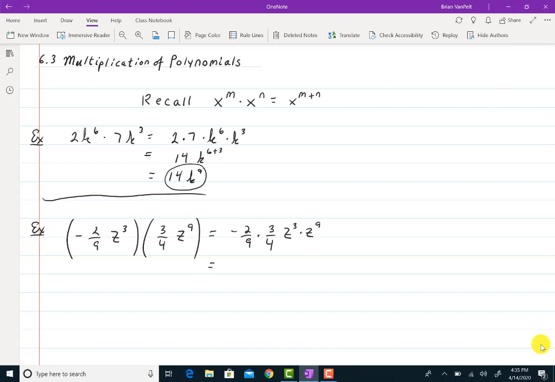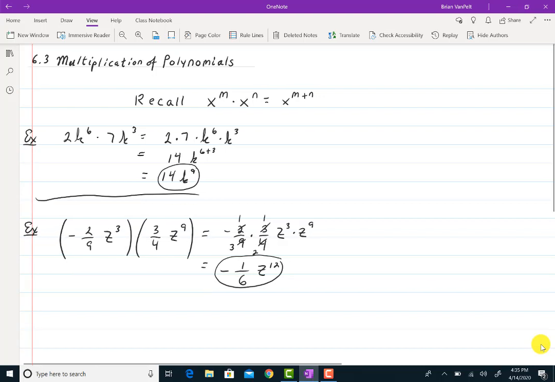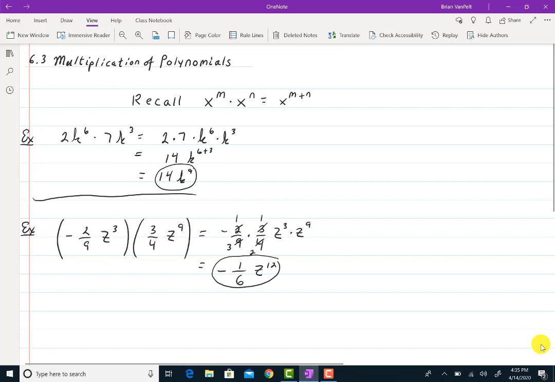So then the number parts, I can do what I normally do with simplifying. So I'll get a negative 1/6 from the numbers, and then the law of exponents will tell me that I got z to the 12th. 3 plus 9 is equal to 12. So we're going to be making use of a lot of that kind of stuff.